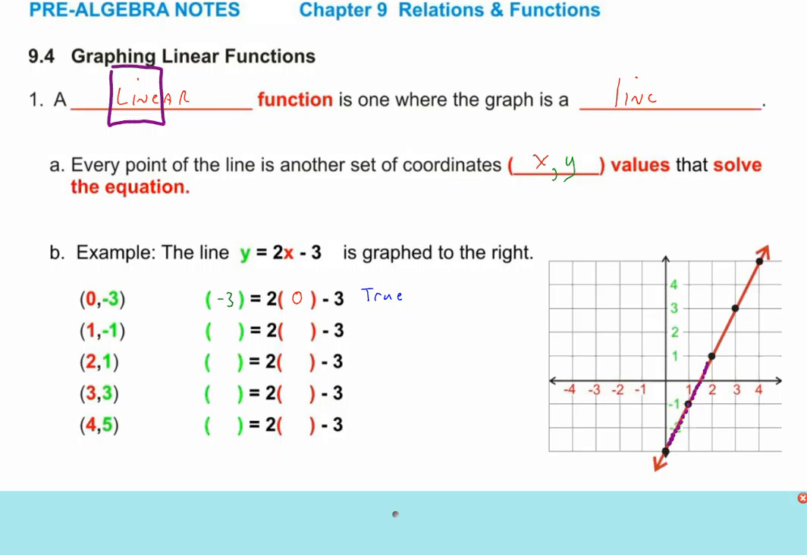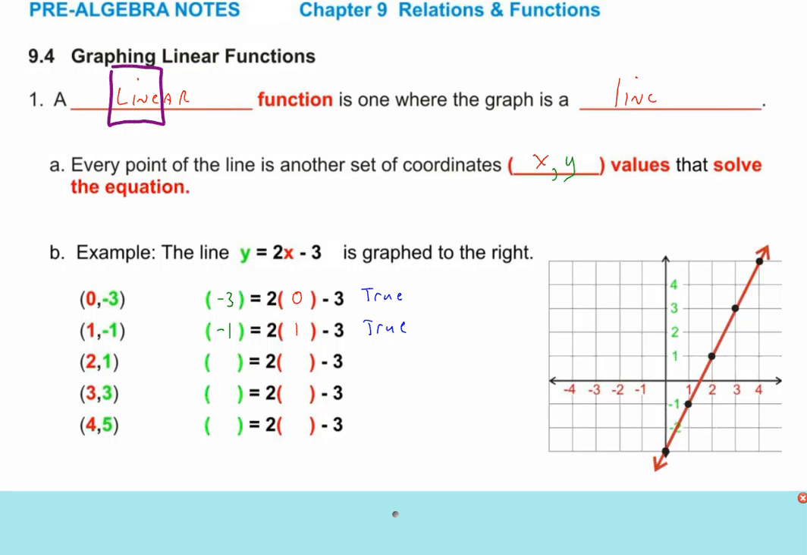Let's go through and look at another one. Hopefully you see the coordinates of that one are 1, -1, the second one listed. So let's put those coordinates into the function. The 1 goes in for the x, the -1 goes in for the y. Does the left equal the right? It does, you end up with -1 equals -1, true. Again, that point is a point on the line.